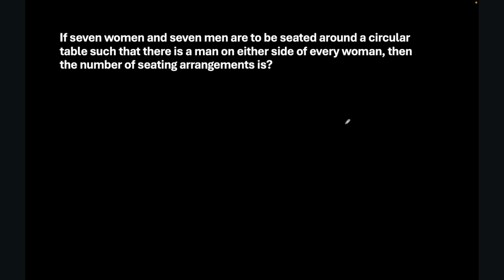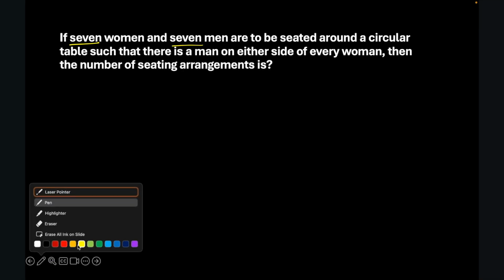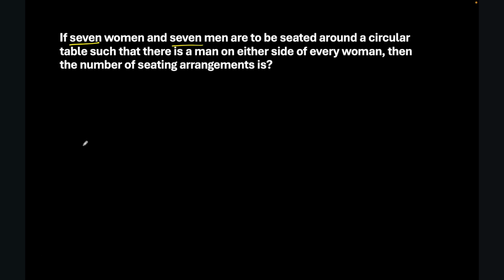So we're asked, if 7 women and 7 men are to be seated around a circular table such that there is a man on every side of every woman, then the number of seating arrangements is... Again, super simple question. I think you should pause the video and give this a shot on your own. Okay, so let's draw the table.